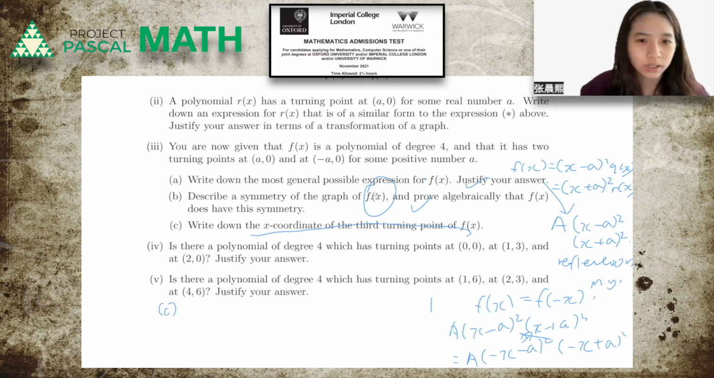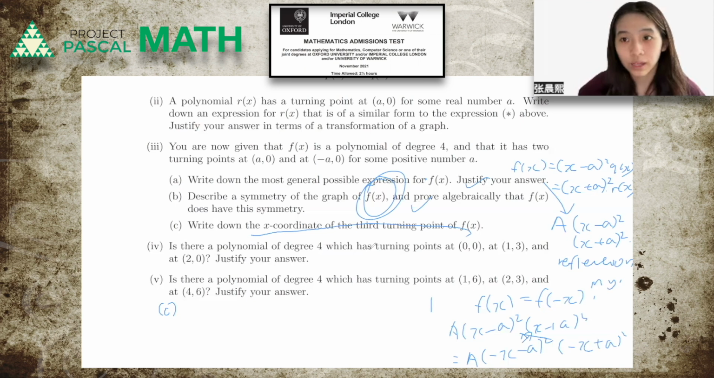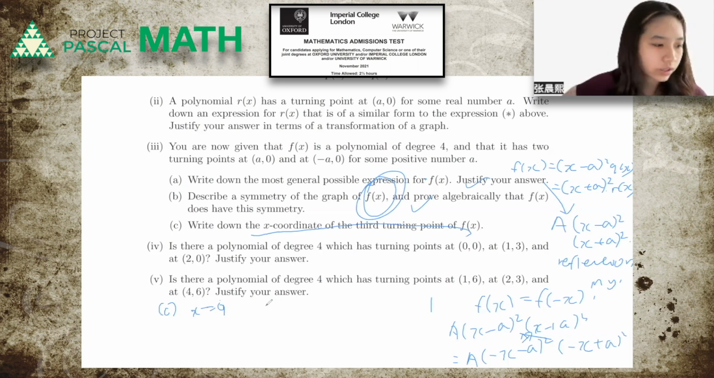Okay, find the third x-coordinate of the turning point of f(x). Since there's a symmetry here, and it's only an odd number of roots, you know it has to be at x equals 0. Otherwise, it will be an even number of roots.